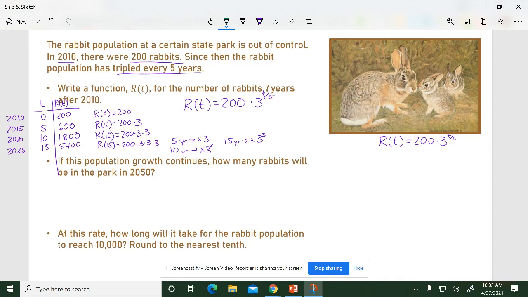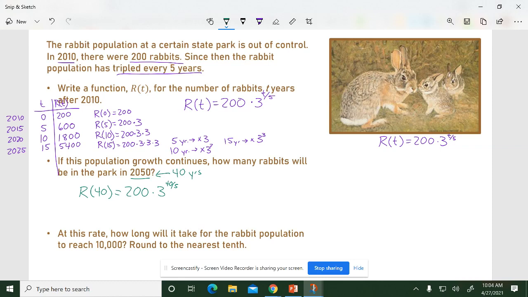So we have to remember our situation starts in 2010. 2010 is year 0, so 2050 is 40 years into this situation. So what we're going to do is take our function and plug in 40. So we're going to say R of 40 is equal to 200 times 3 to the t over 5 power, but again, t in this situation is 40. So 3 to the 40 over 5 power.